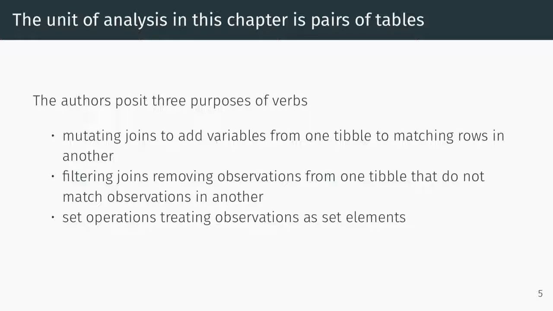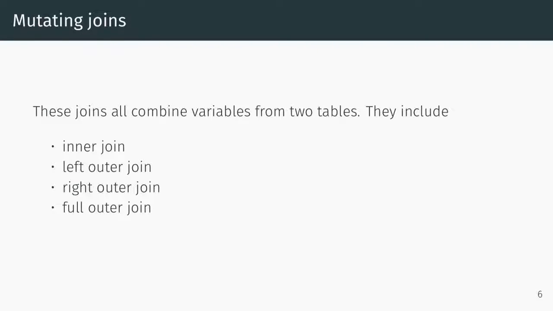So mutating joins add variables from one tibble, a tibble, recall, is a kind of data frame, to matching rows in another tibble. Filtering joins remove observations from one tibble that do not match observations in another, and set operations treat observations as set elements from set theory that you may be familiar with from math or philosophy, logic, other courses. Okay, so the first one is mutating joins, and these joins all combine variables from two tables.